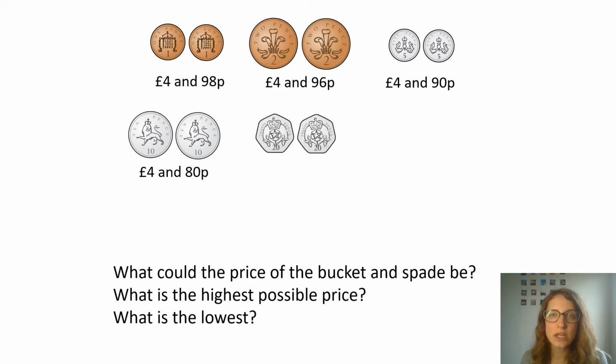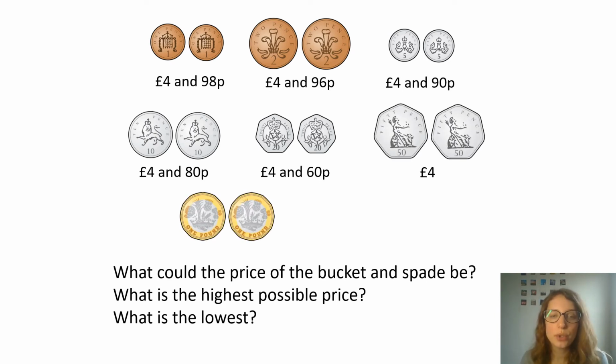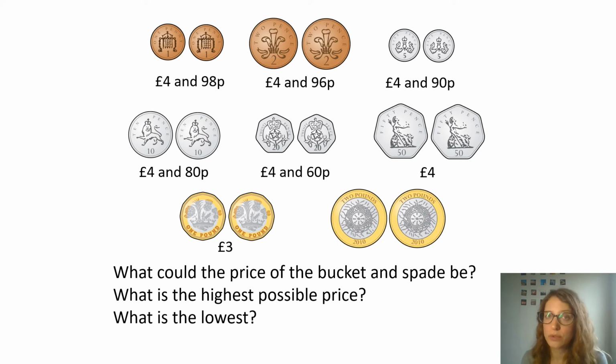You could have had 2 20p coins and it would have been £4.60. You could have had 2 50p coins and it would have been £4. 2 £1 coins and the bucket and spade would have cost £3, or 2 £2 coins as change and the bucket and spade would have cost £1.